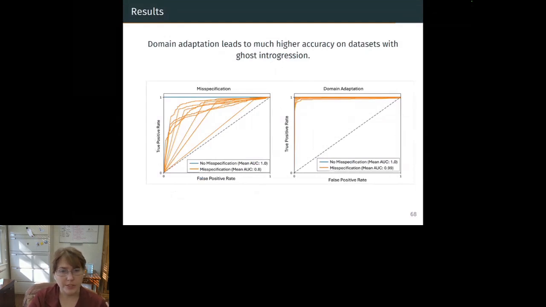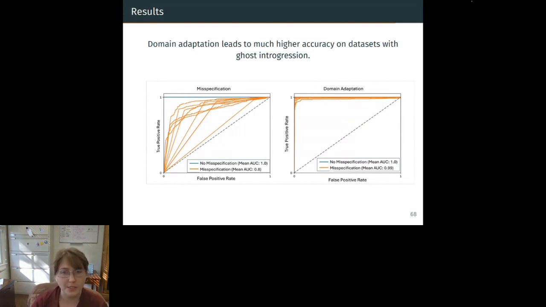On the left here, I'm showing you the previous results, where the orange lines show you the classifiers applied to data with ghost introgression. This is just the original classifier. On the right, I'm showing you the results from our domain adaptation network. And so here we see that even when we have a model misspecification, we have really high accuracy. We have a nearly perfect classifier, even in the presence of ghost introgression. And so I think this is really exciting because we didn't need to know anything about our target data sets, but we could correct for this issue that was caused by the presence of ghost introgression.